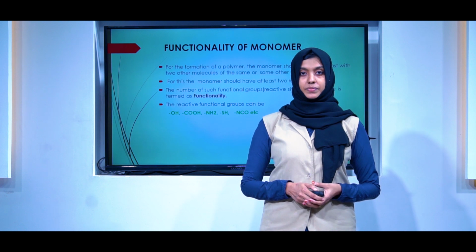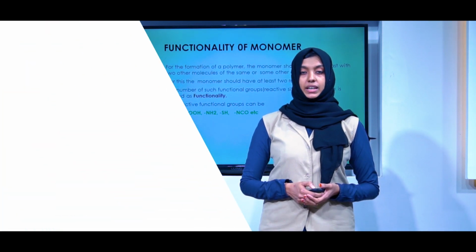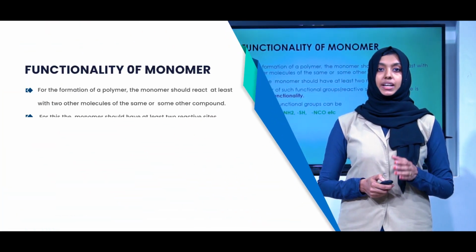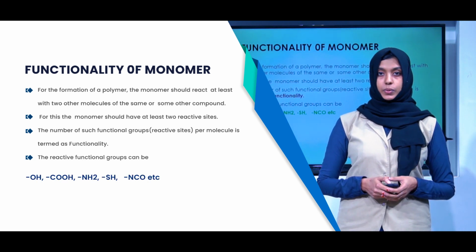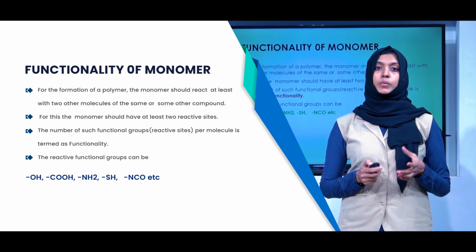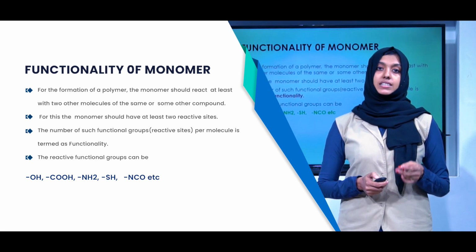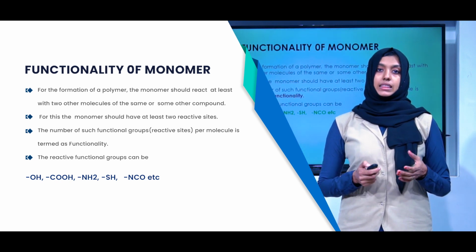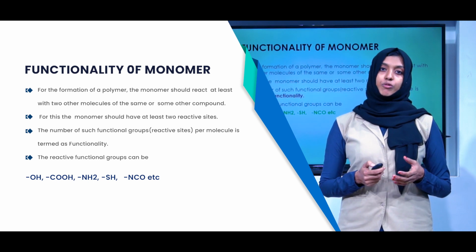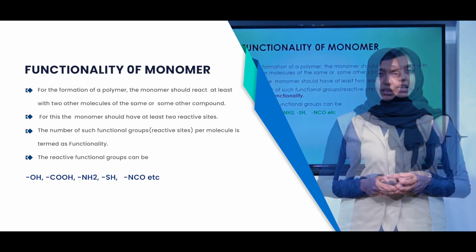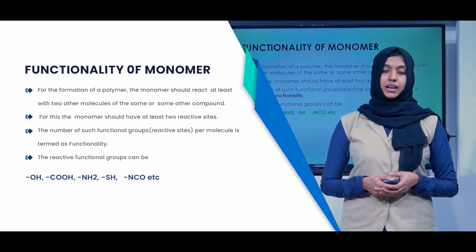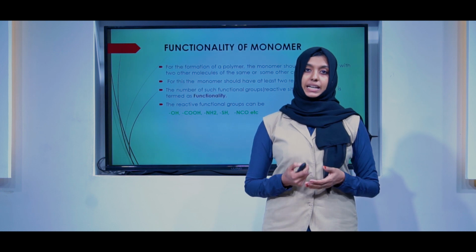Functionality of monomer. For the formation of a polymer, a monomer molecule should react with at least two molecules of same kind or of different compounds. For this, a monomer molecule should contain at least two reactive sites. This number of reactive sites or functional groups per molecule is named as functionality. The reactive functional groups can be hydroxyl group, acid group, amino group, thio group, cyanide group, etc.